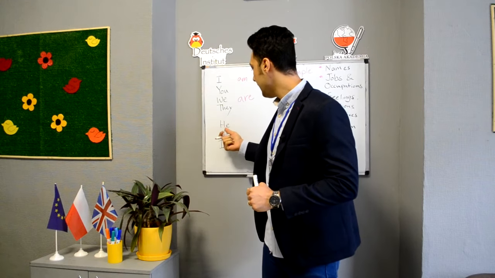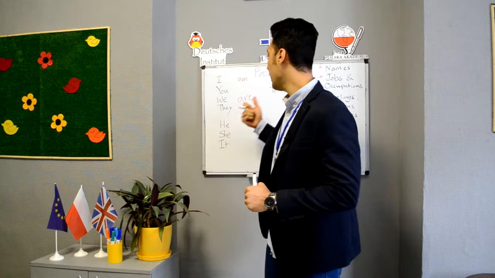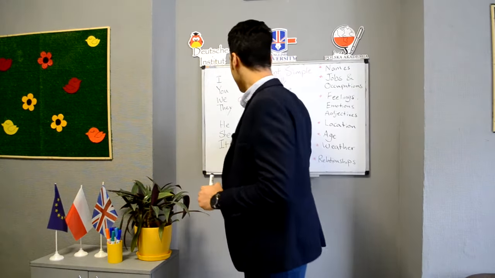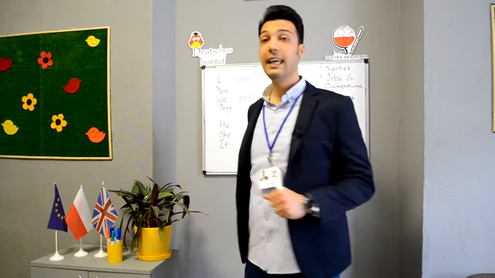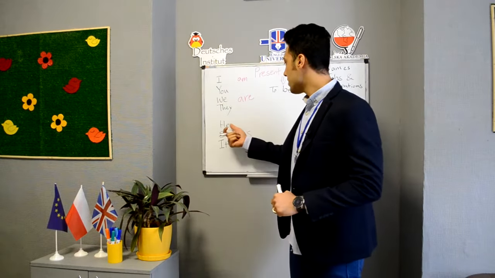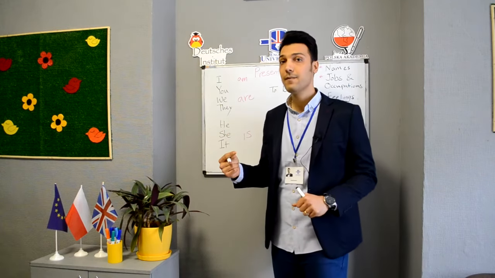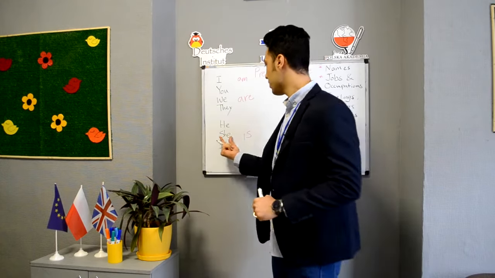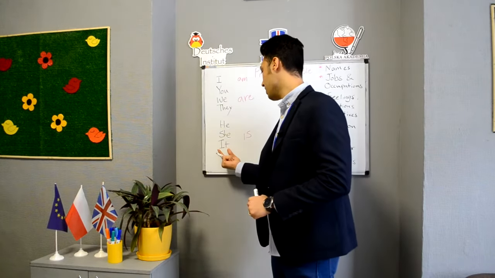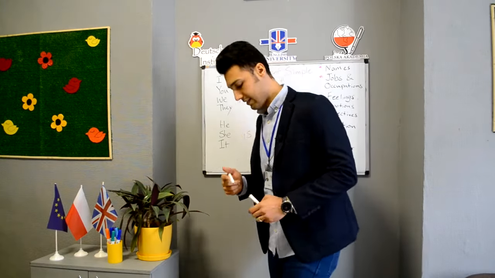After that, he, she, it. What is the verb be? Yes, think about it. Great. He is, she is, it is. So the contraction form of he is is he's. Short form of she is is she's, and short form of it is is it's. Excellent.